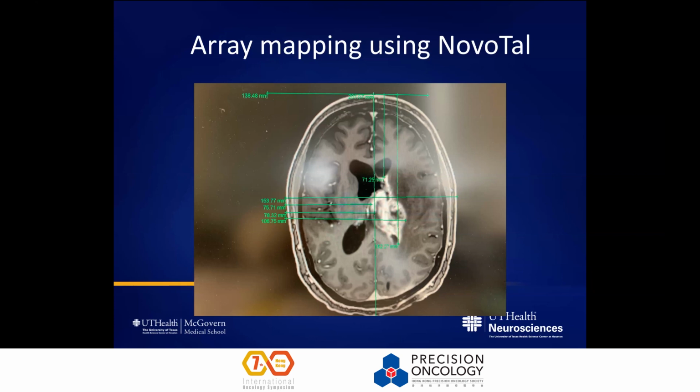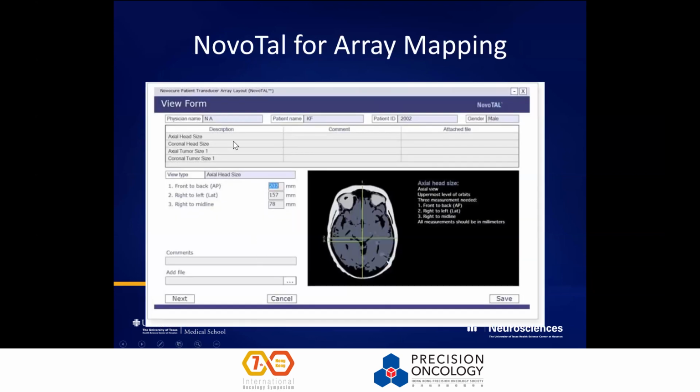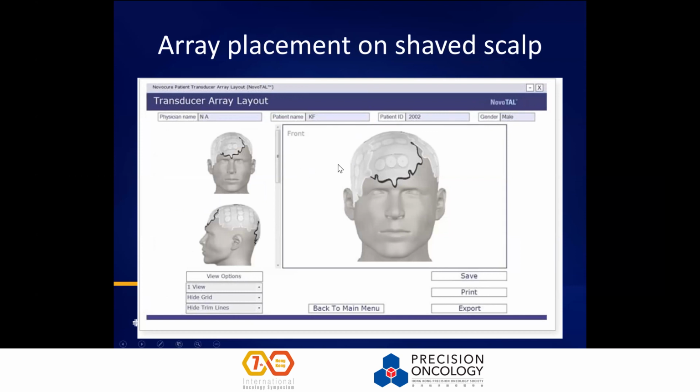So the next is the coronal view. Same thing here. You have the measurements here, and then you have the tumor location. Once you have those measurements, the machine will know the tumor location in relation to the brain landmarks. So we enter those measurements into the NovoTal software, and then NovoTal generates an array map. So we are able to print this out and give it to the patient and to Novocure technicians as guidance for placement.